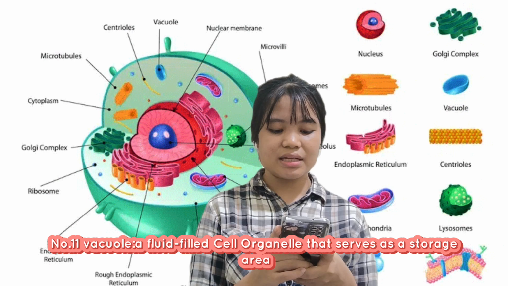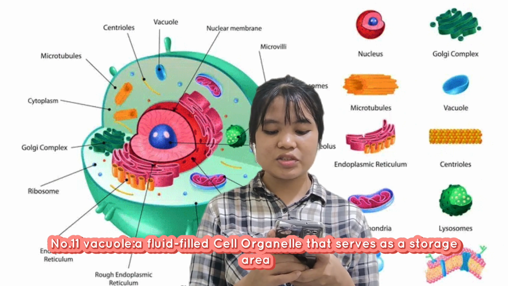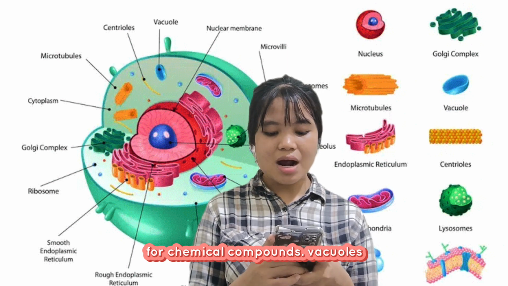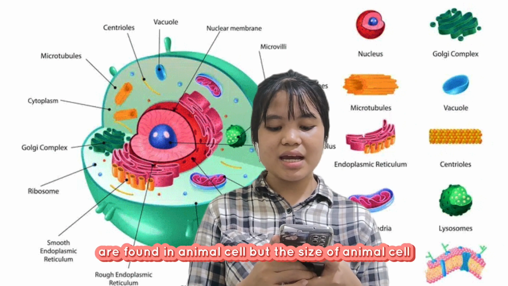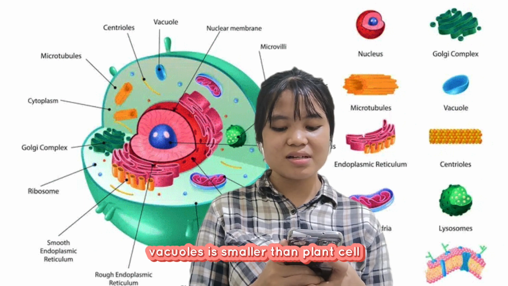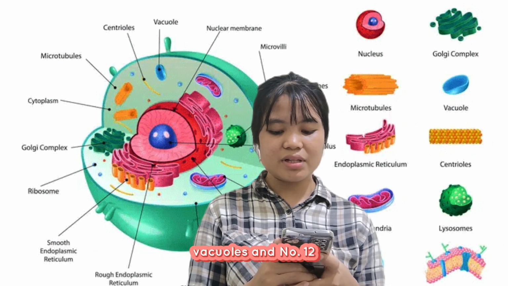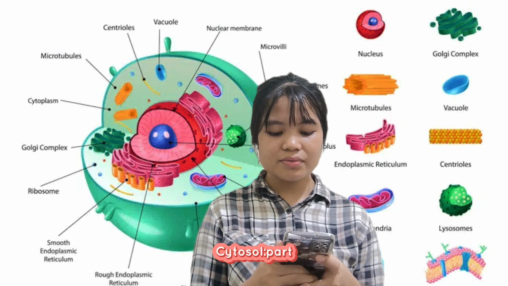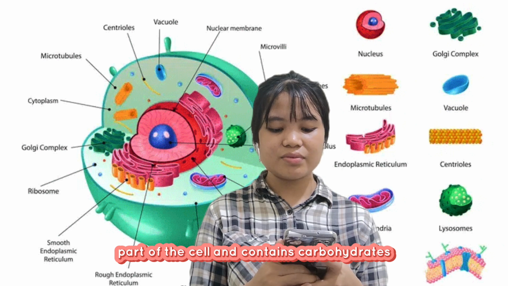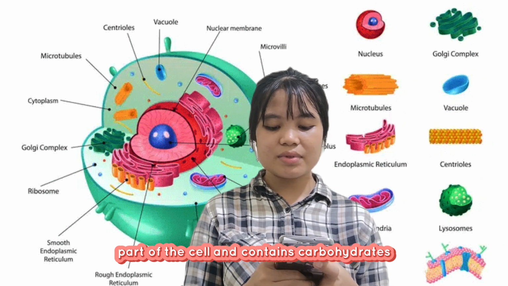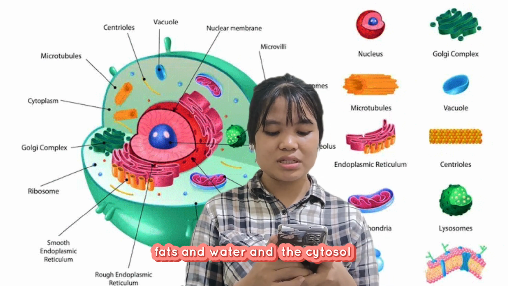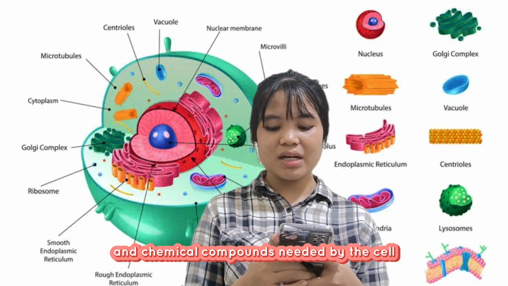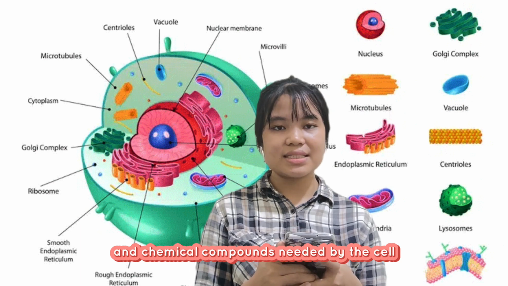Vacuoles, a fluid-filled cell organelle that serves as storage for chemical compounds. Vacuoles are found in animal cells, but the size of animal cell vacuoles is smaller than plant cell vacuoles. And number 12, cytosol, part of the cell that contains carbohydrates, fats, and water, and cytosol serves as a source of energy and chemical compounds needed by the cell.